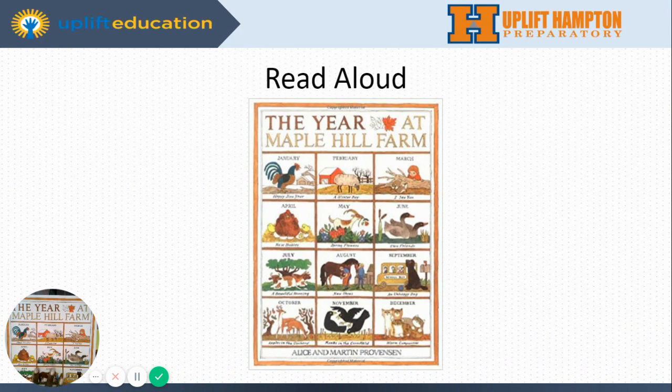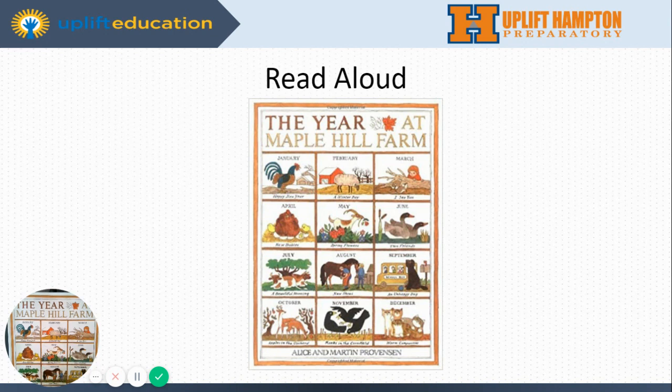Our read aloud for this week, as you can see, is The Year at Maple Hill Farm. I'm going to read a little excerpt from the book to give you an idea of what it is about. So it says, this is a book about farm animals and what happens during one year on a farm. The year is divided into 12 months.